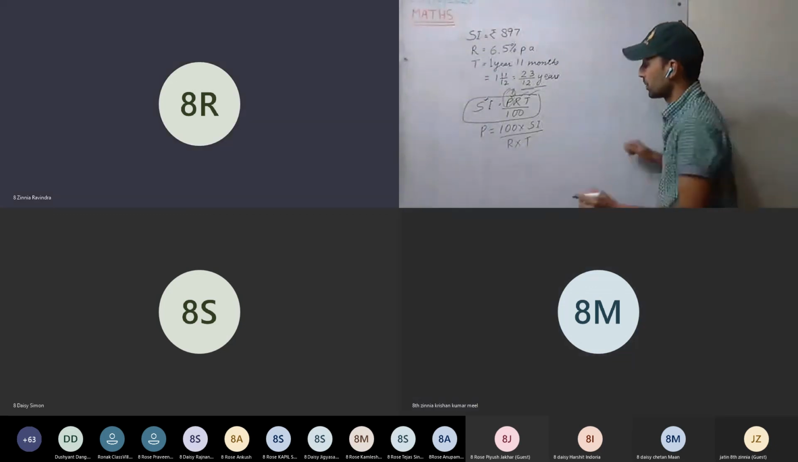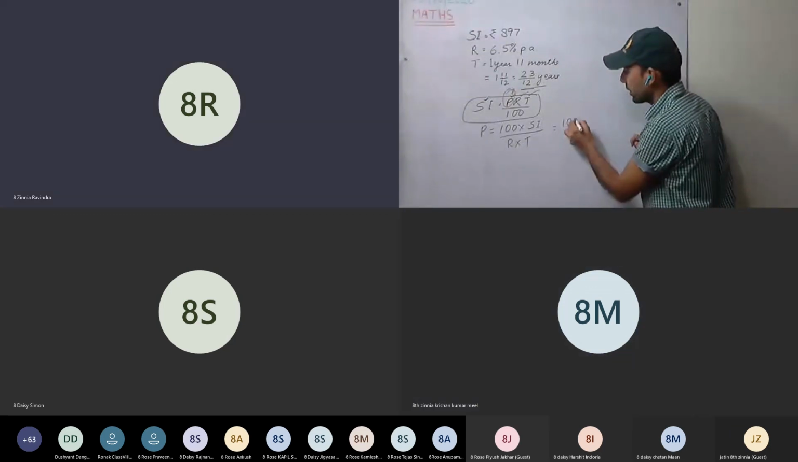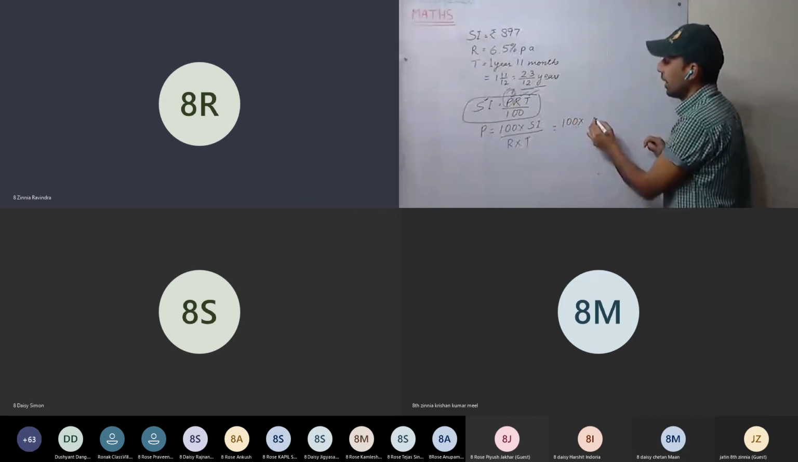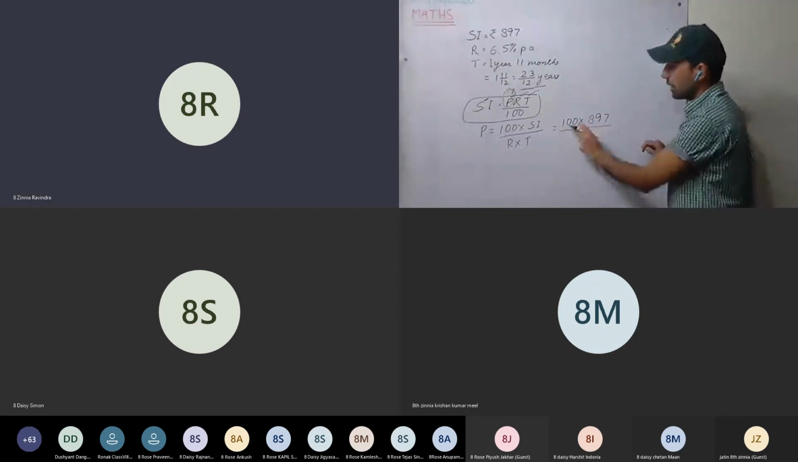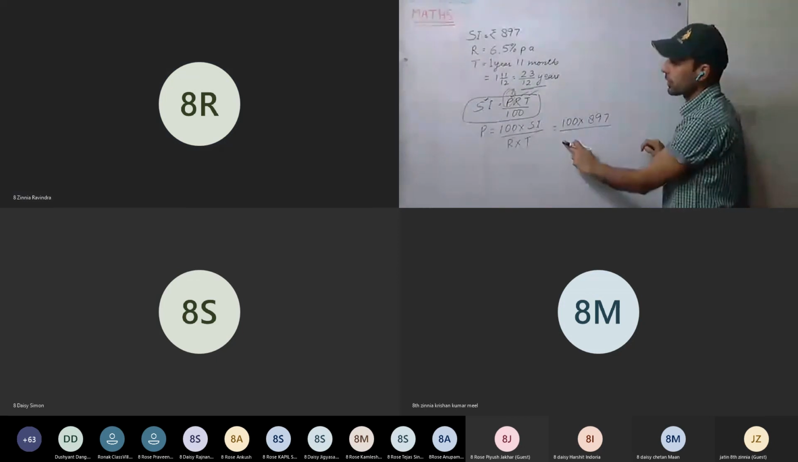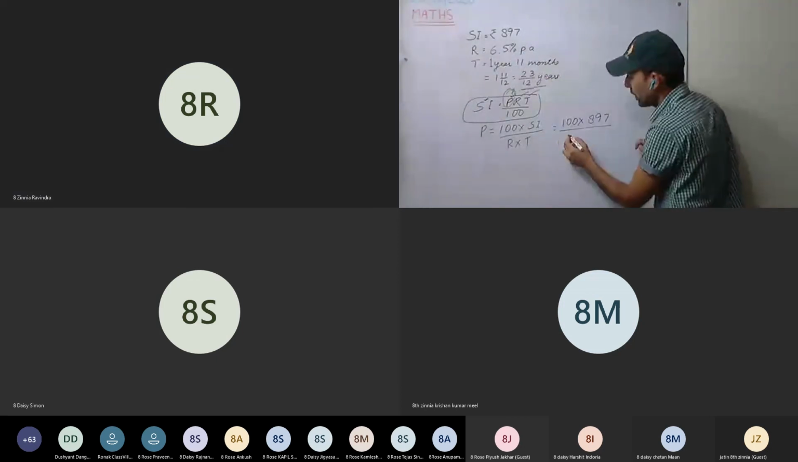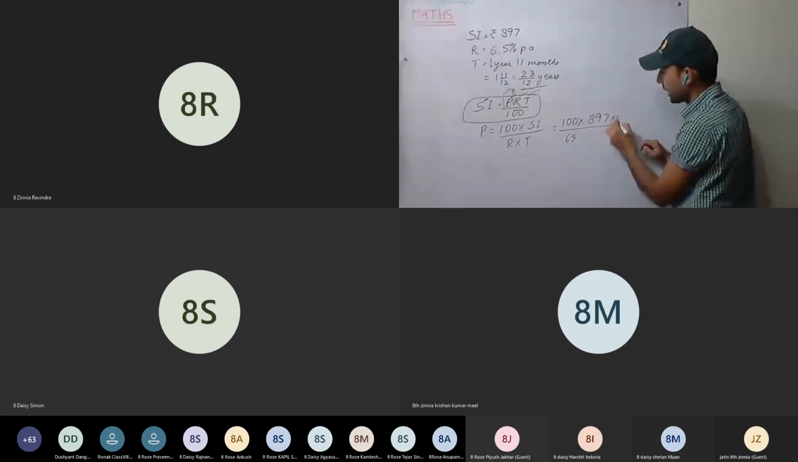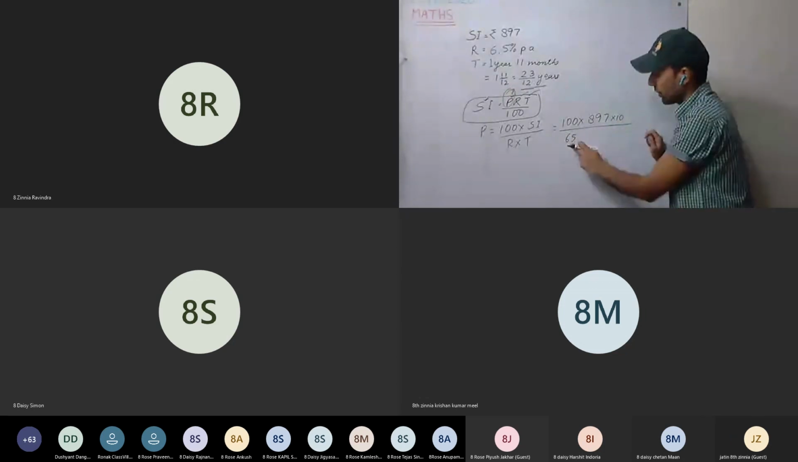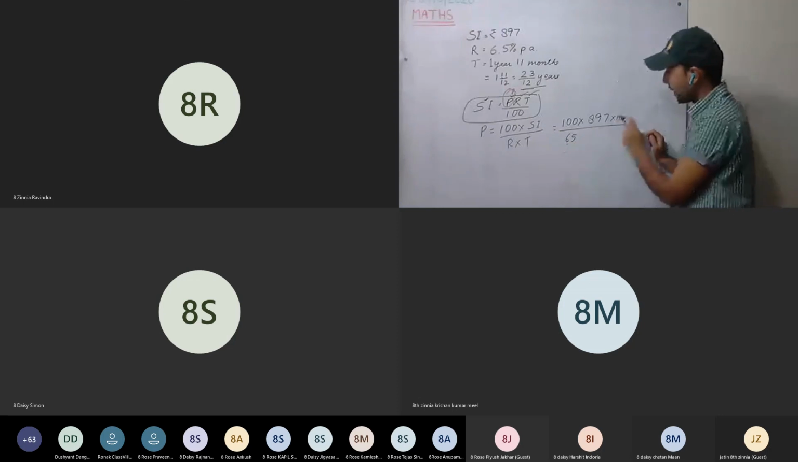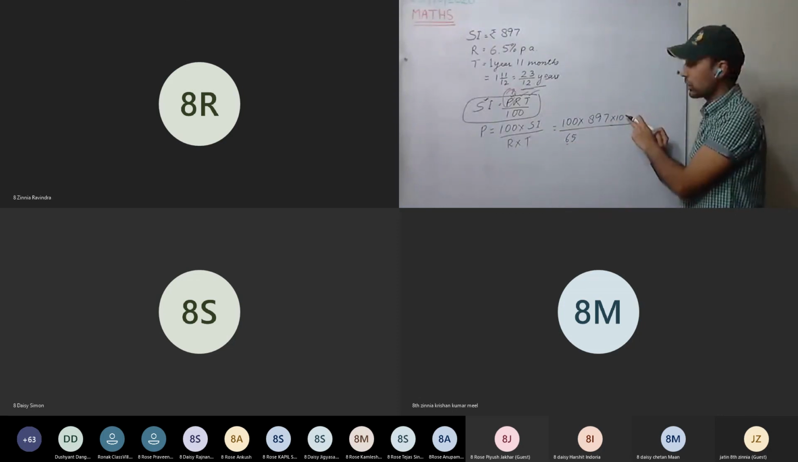Solve it. How to put? P equals 100 into SI. Sir, how will we write time? Okay, see here now. This is clear. The rate is given as 6.5. You can write either 6.5 or 65 divided by 10. Here you write 10. This is clear. 10 will come here. Have you understood this one?